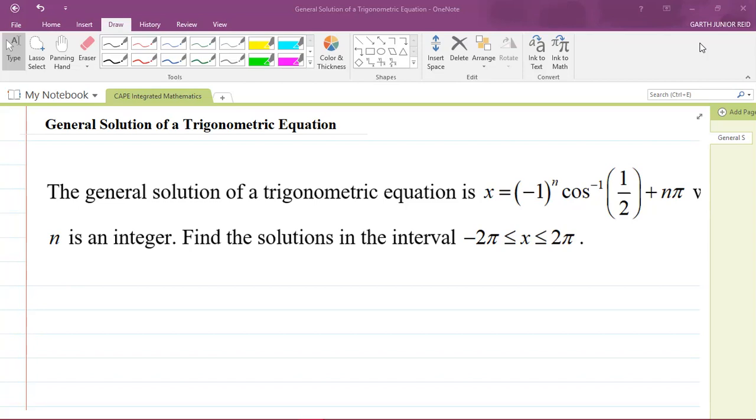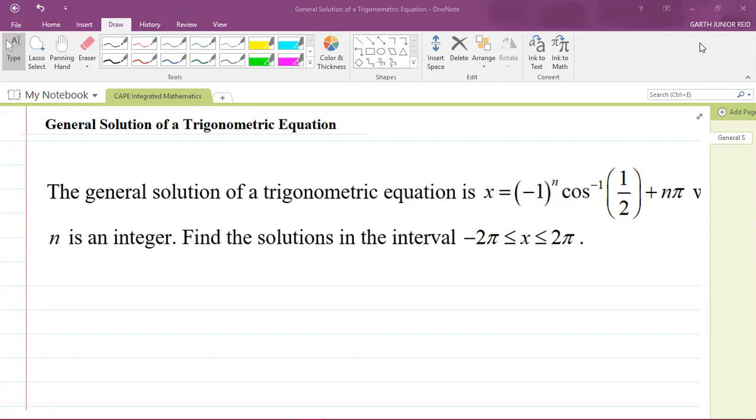And today we'll be looking at a CAPE Integrated Mathematics question. I'm focusing on trigonometry again, because this is another part of trigonometry that they can put into the exam. Remember that your exam is fairly new, the syllabus is fairly new, so you haven't seen all the different types of questions that they can actually bring into the exam.